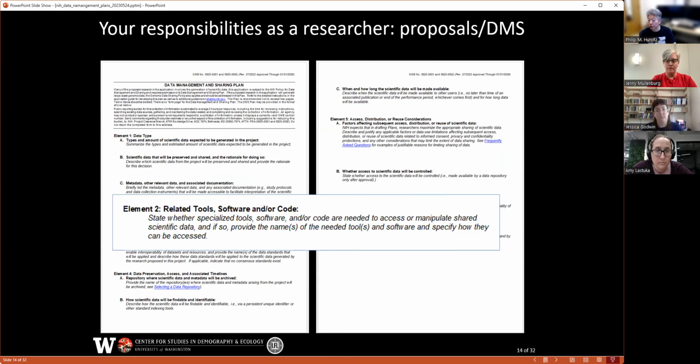Second element, related tool, software and/or code. So here, if you were just going to say use off-the-shelf Stata or R for analysis, probably not sufficient just to say that, because clearly you're going to be developing scripts for doing data handling. So I think people are going to be required to include code, at least the code that's necessary for replicating the work.